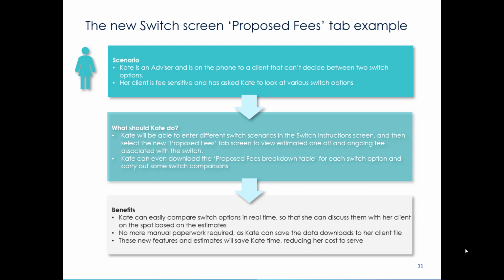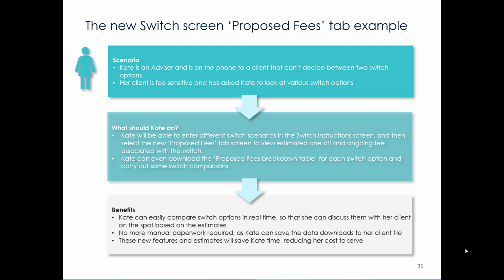What are some of those benefits? Well, Kate can easily compare switch options in real time so that she can then discuss them with her client on the spot based upon those estimates. There's no more manual paperwork required as Kate can save the data downloads to her client file. These new features and estimates will save Kate time and thus reduce her cost to serve.